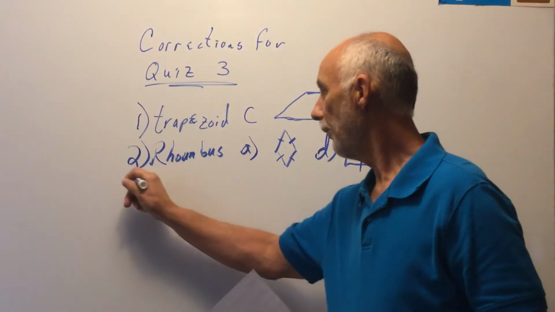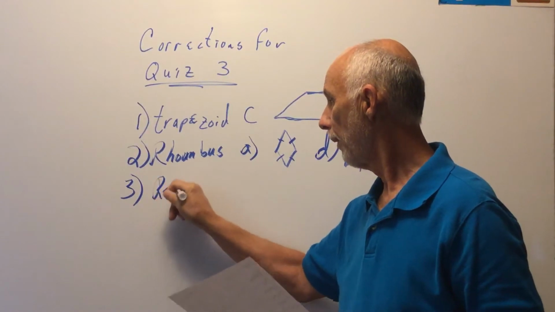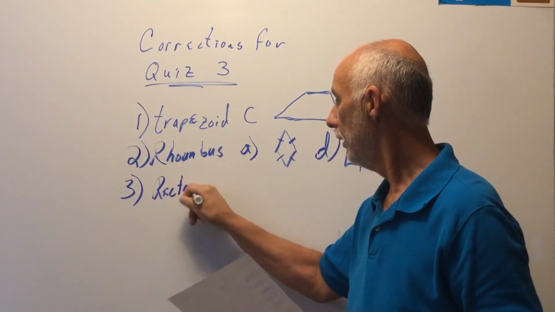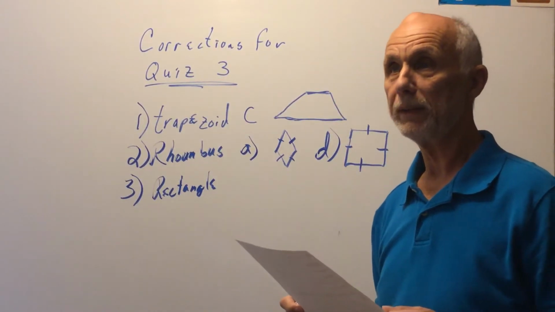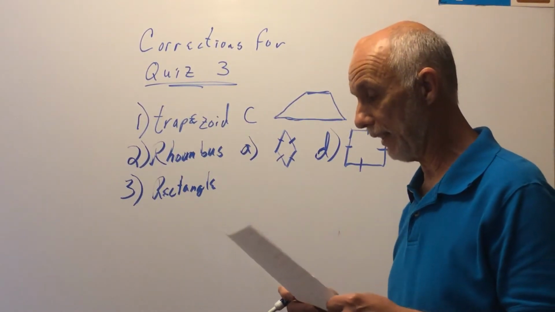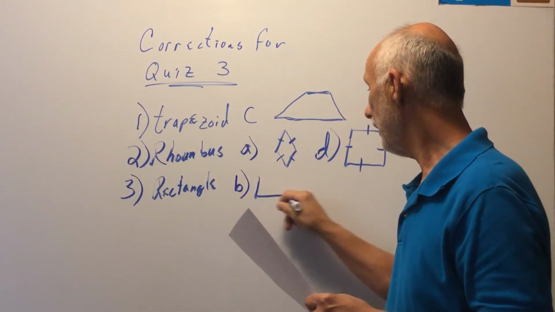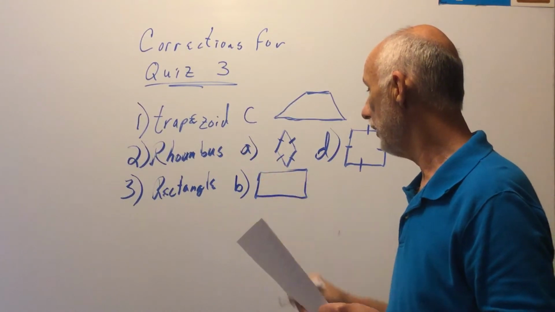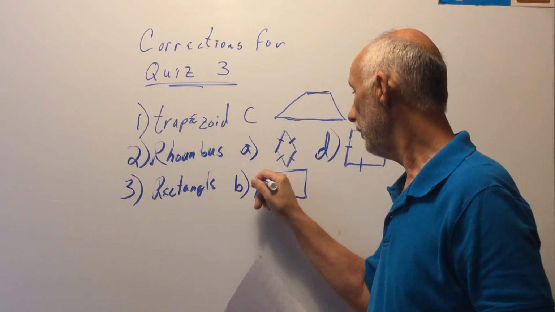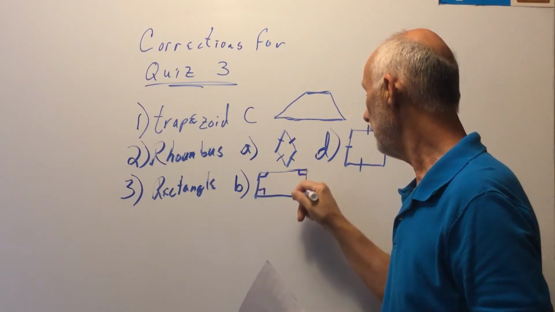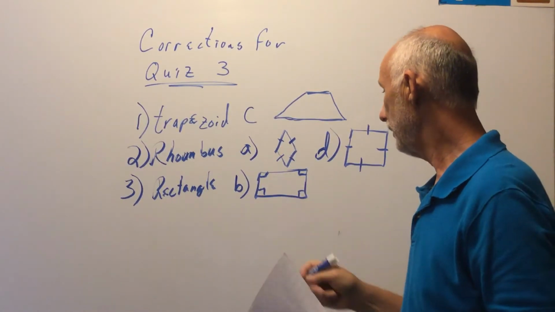Now, number 3 was a rectangle. And again, a rectangle is a quadrilateral with all angles congruent. And again, there were 2 rectangles on here. The first one was B, and it looked like this. And how did I know that all the angles were congruent? Because they were all 90 degrees. And how did I know they were all 90 degrees? Because they were L-shaped and they had little boxes on them. And that made it a rectangle.